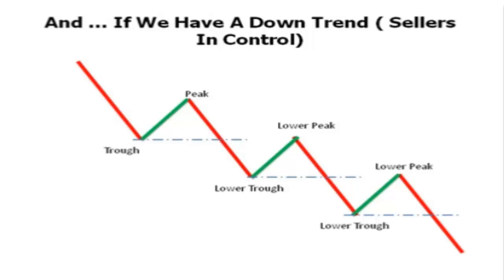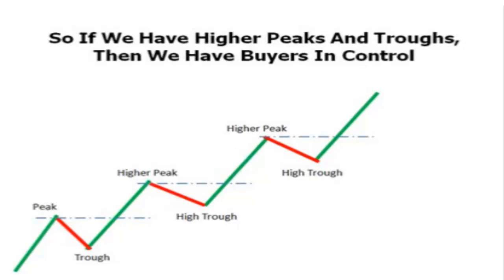So we have peaks and troughs on a downtrend. If the market is stair-stepping lower and we have lower peaks and lower troughs, then we are looking at the sellers being in control, and therefore the highest probability entries would be looking to benefit from shorting the market, okay? Or benefit from having strategies that benefit from the market moving down.